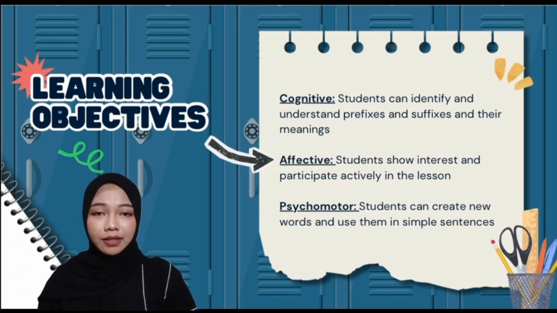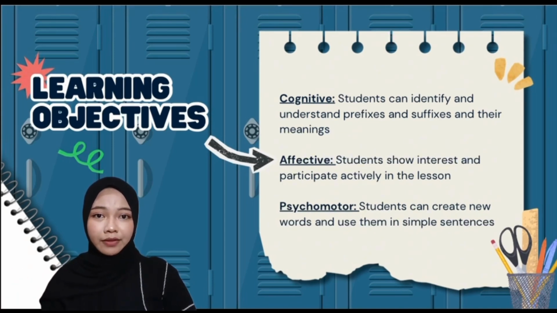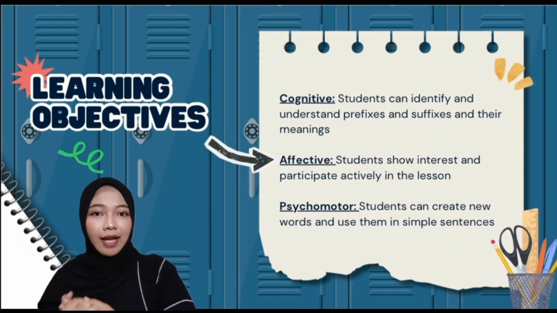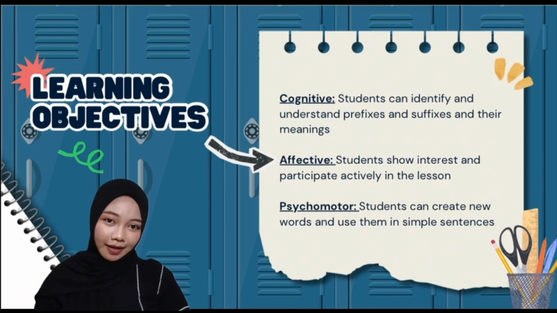This shows that students are able to apply the material directly. Through this practice, students can improve their vocabulary and speaking skills step by step. So overall, the learning objectives from our group are for students to not only understand the material, but also be active in the learning process and able to use it in real situations. We also hope that students can develop their vocabulary and become more confident in using English in daily communication. So maybe that's all from me, and thank you.